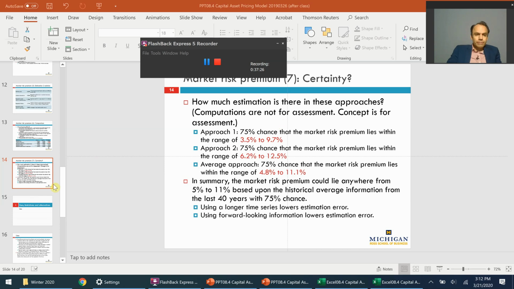So, my friends, that is the conclusions on estimation. We've estimated beta, risk-free rate, and market risk premium. In the next and final video in the capital asset pricing model, I'll talk about uses and limitations, and I look forward to that discussion.